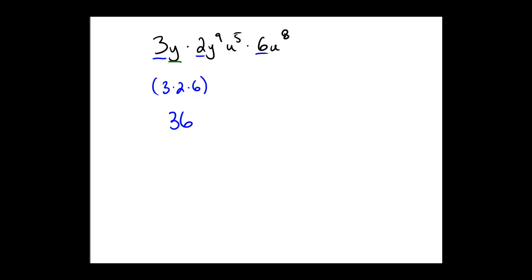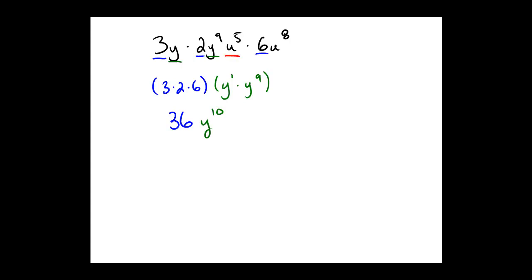Then y and y to the 9th would be y times y to the 9th. y is the same as y to the 1st, and so the product rule would say that we would add the exponents of 1 and 9. 1 plus 9 is 10.